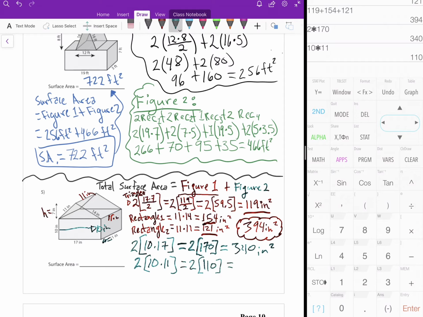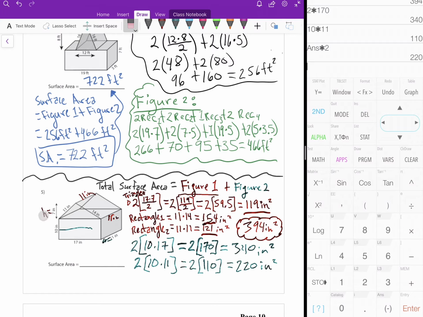Just want to write it down on the calculator. So times 2 is 220 inches squared. So now we have one more rectangle, and that's the bottom. That is the floor. That is the foundation for those of you who work with cement or construction.